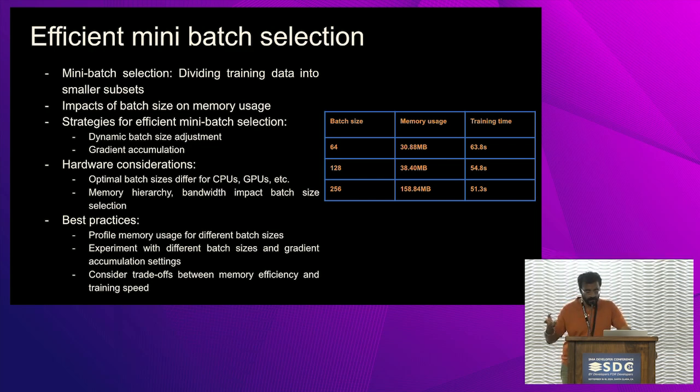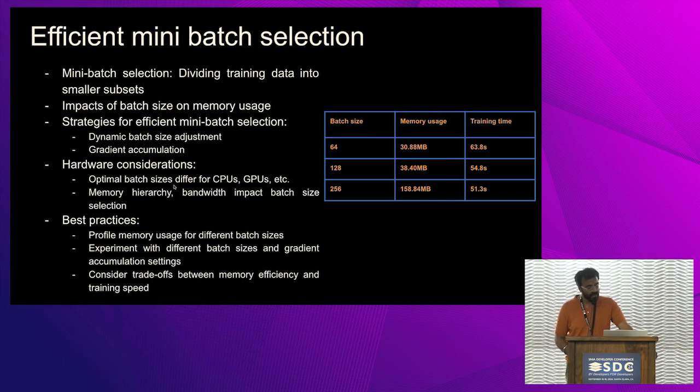As we talked about earlier, if you have a larger batch size, you will converge faster. As you can see here on the right hand side, as the batch size is increased, the training time is lowered, which means your model is training faster. But consequently, your memory usage is higher as your batch sizes increase.